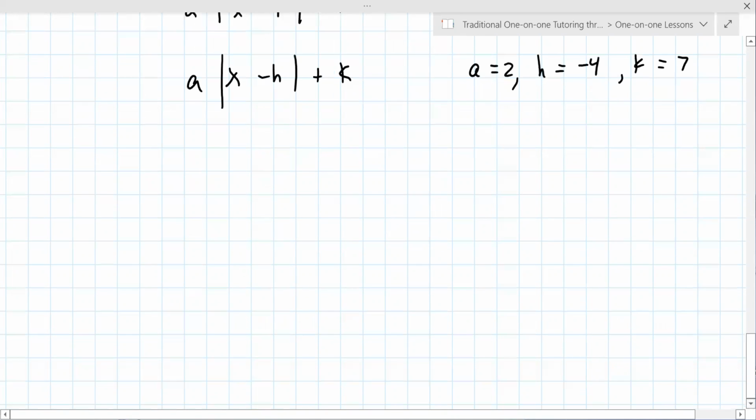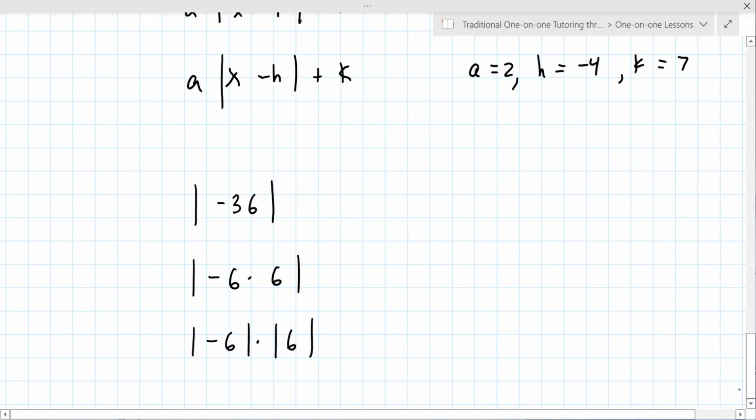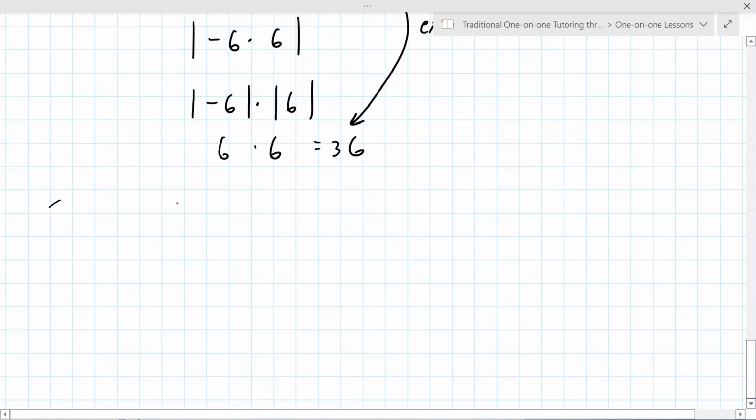Before we do another example, I want to show you that this is the case. Let's take a look at something like the absolute value of -36. Well, the absolute value of -36 is really the absolute value of -6 times the absolute value of 6. It is 6 times 6, which is 36. And you probably know that's 36, but it does work. This is just an example, it's not a proof. So now let's go back and do some problems.